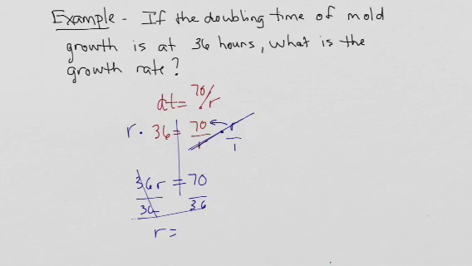Let's do that. 70 divided by 36, and we get 1.94. So that's our growth rate. It is already in percent form. Remember, we don't have to switch that decimal on this one. That R is a percent, not a decimal. So there's your answer. Oh, I didn't leave any words there, so let's go back and finish that. Let's answer it correctly. It says, what is the growth rate? You would say that the growth rate is 1.94%.